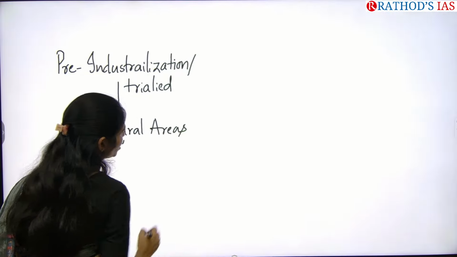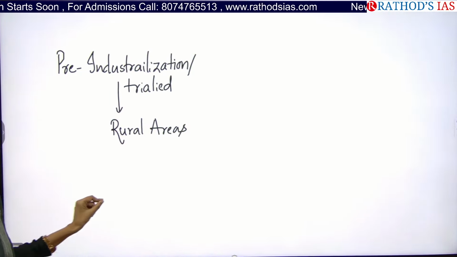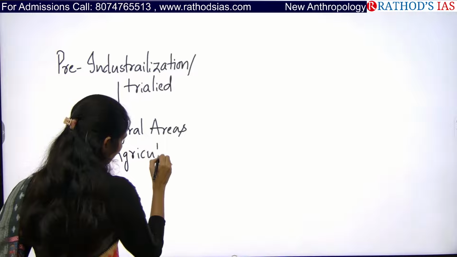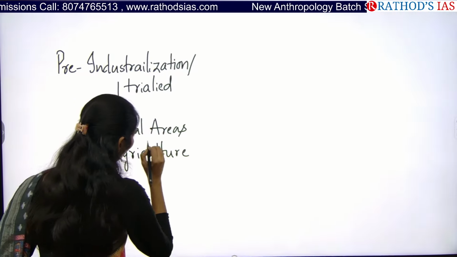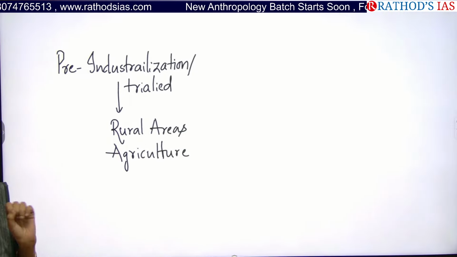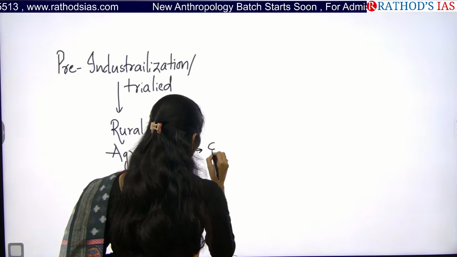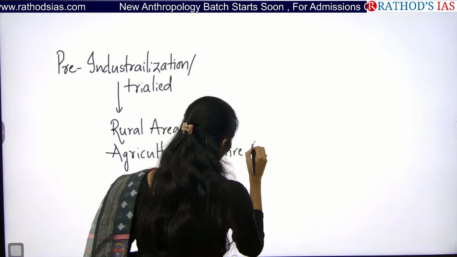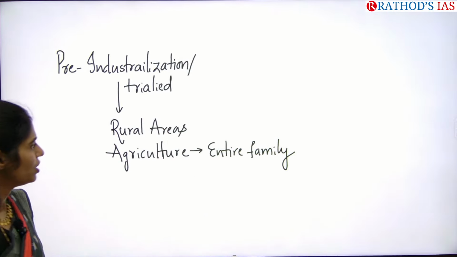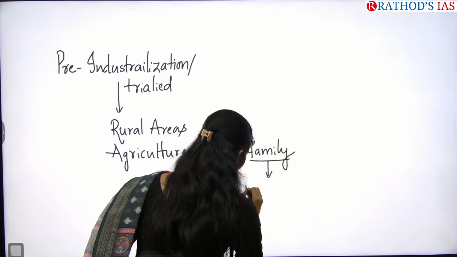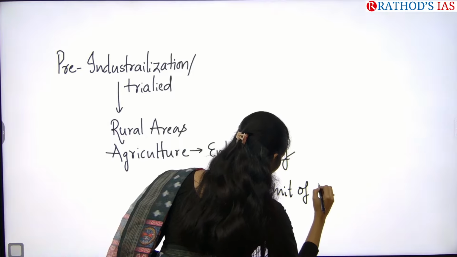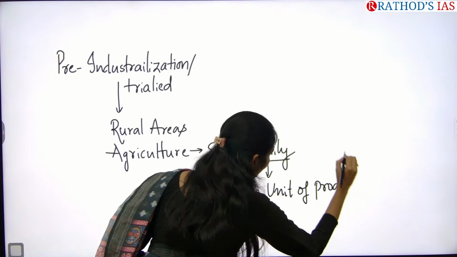What is the occupation or primary economic activity of these rural areas? Yes, you are right. They do agriculture. What is the primary activity of rural areas? Agriculture. Can a single person do this agriculture? No. So the entire family will be involved in this activity, right? So can I say family is a unit of production? So family is a unit of production in the pre-industrialized era.